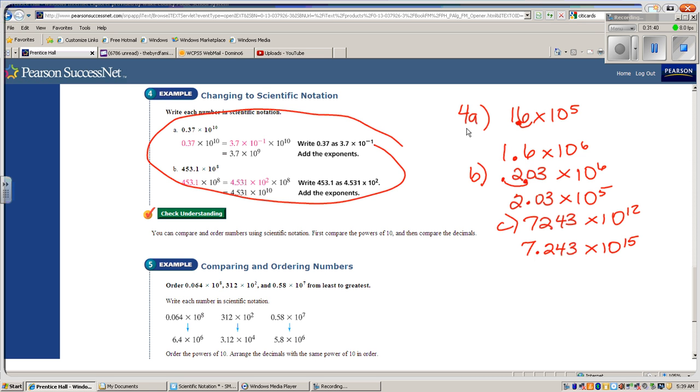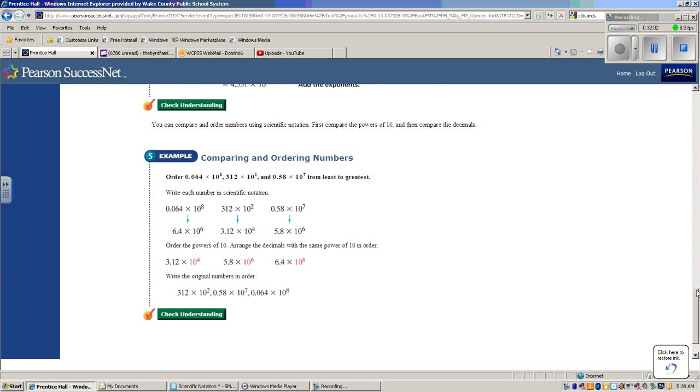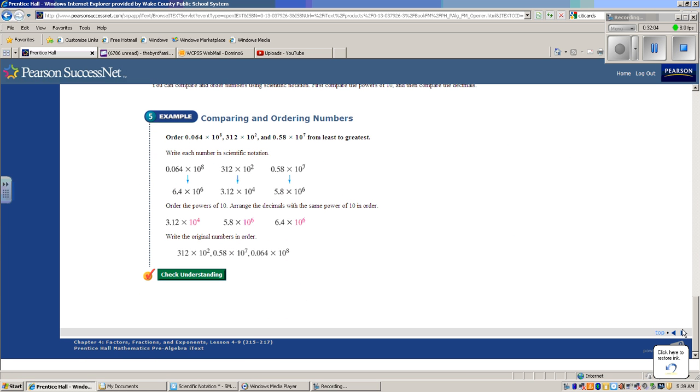Now we're going to skip over example 5, where we're just ordering these numbers from least to greatest. We'll have some more practice with that later. But let's go ahead and skip example 5 and move to example number 6. And I'm going to erase this, so hopefully you have this copied down already. Example 6 is on the next page, page 218.